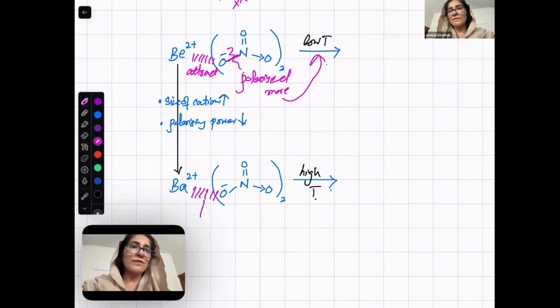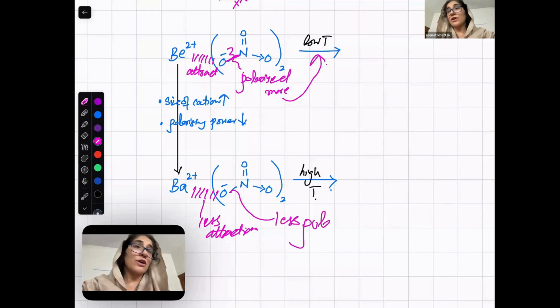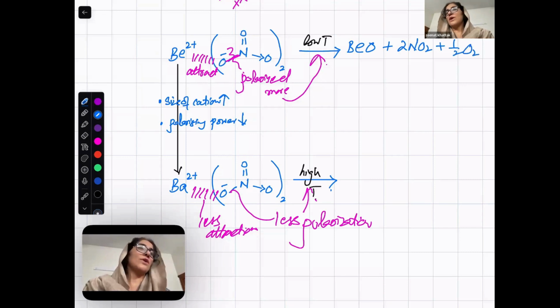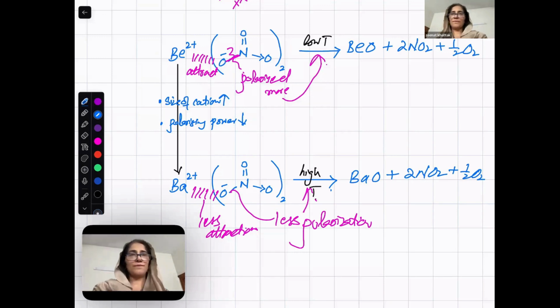Attraction less. Less attraction. Less polarization, distortion. And high temperature is needed, and it will make what? Beryllium oxide, 2NO2, brown gas, and half O2, and barium oxide, 2NO2 plus half O2.